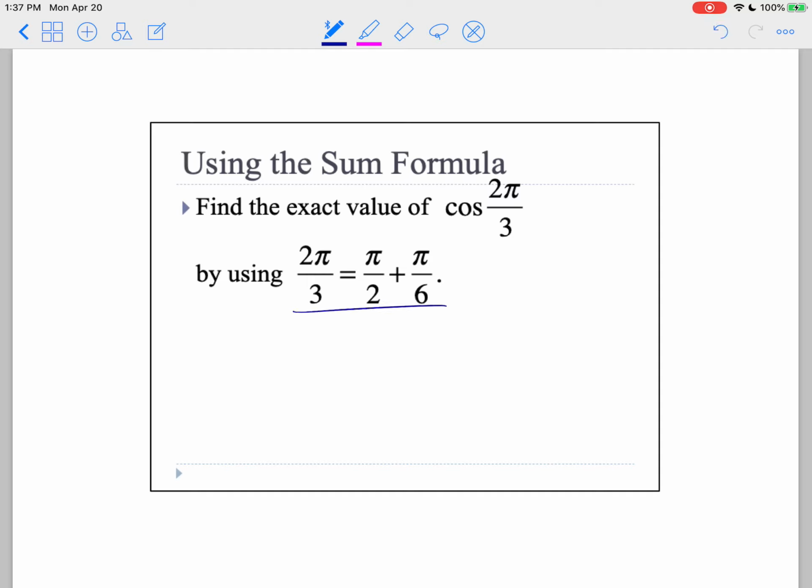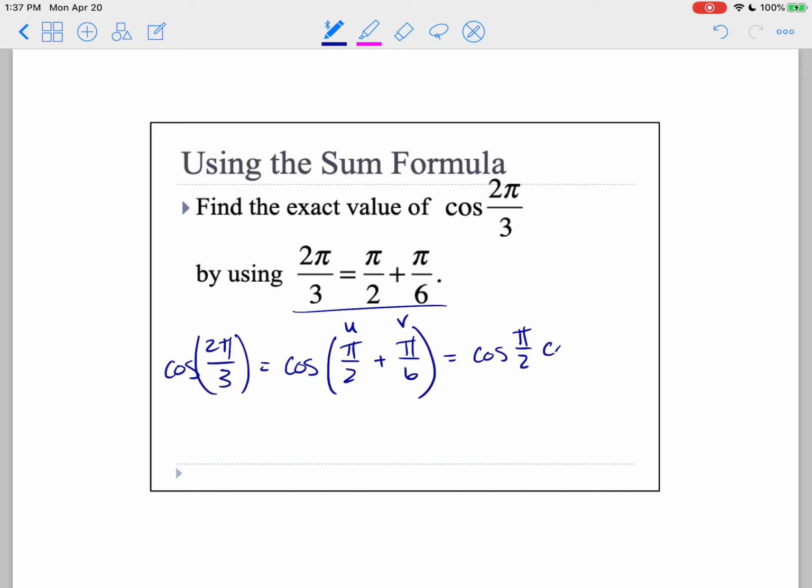All right, so we are going to use the fact that 2 pi over 3 can be written as pi over 2 plus pi over 6. And so cosine of 2 pi over 3 can be written as cosine of pi over 2 plus pi over 6. This is my u, this is my v, and the sum formula for cosine. And so this becomes cosine of pi over 2, cosine of pi over 6, minus sine of pi over 2, sine of pi over 6. There we go.